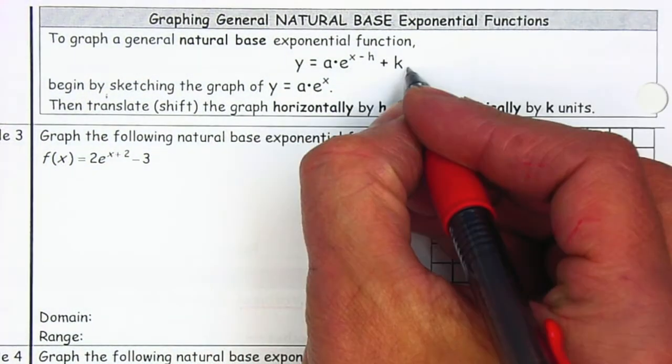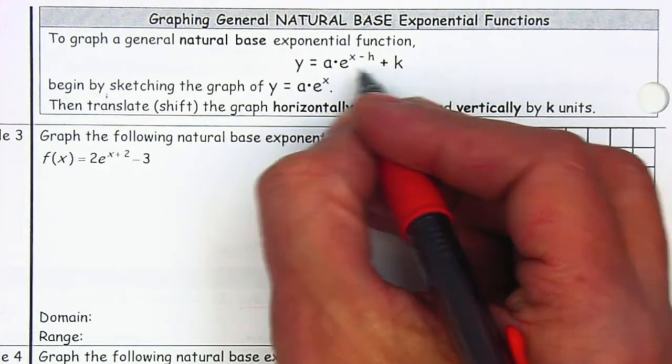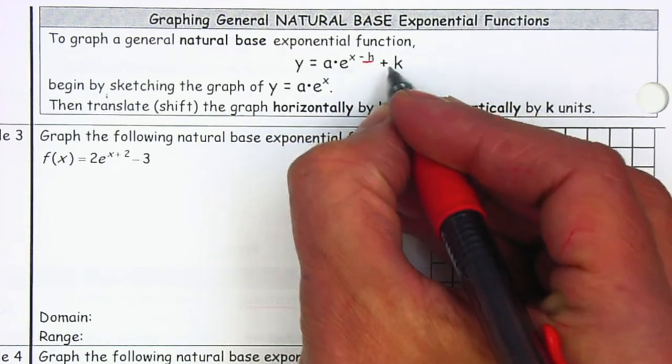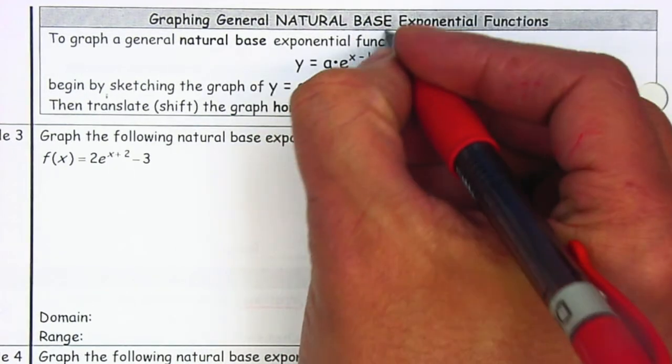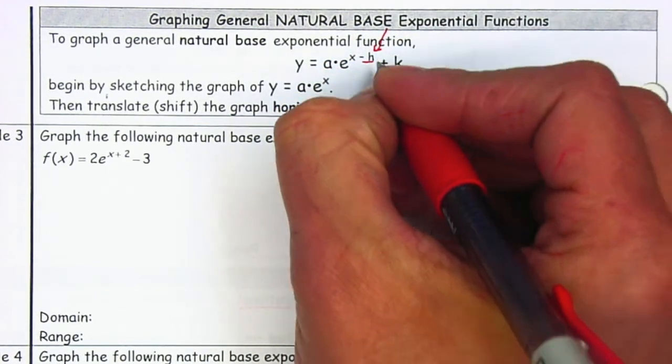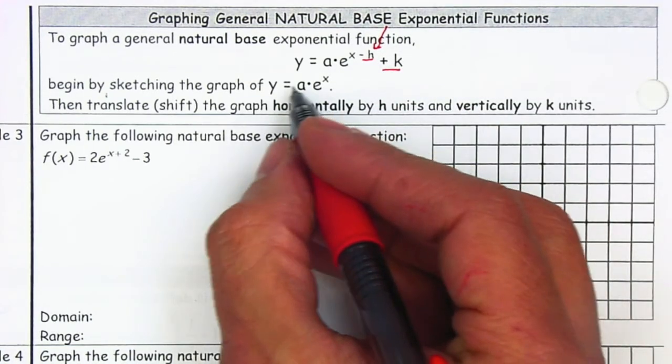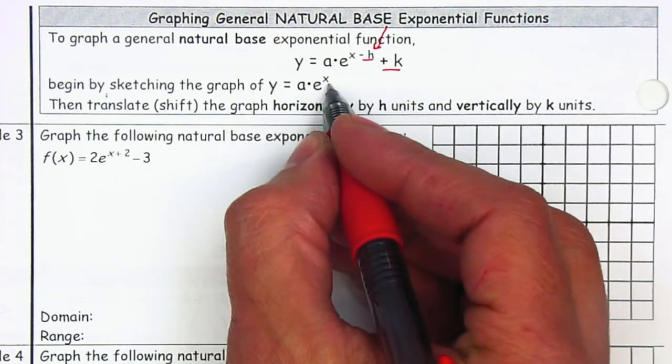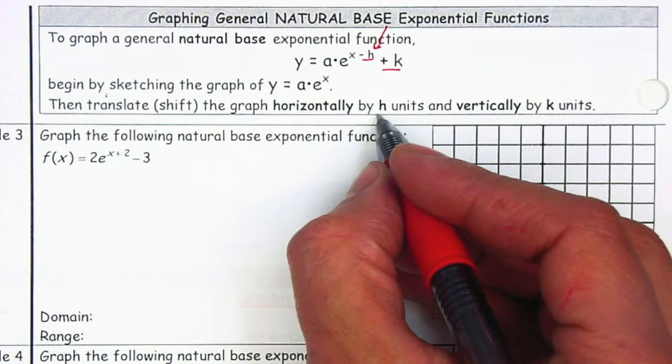We have the following form of an exponential function with base e. We still have an h and a k. If you guys notice, h is a negative h, so it means the opposite of h. We're basically going to sketch the basic part of the graph, and then we're going to use the h and the k to shift it.